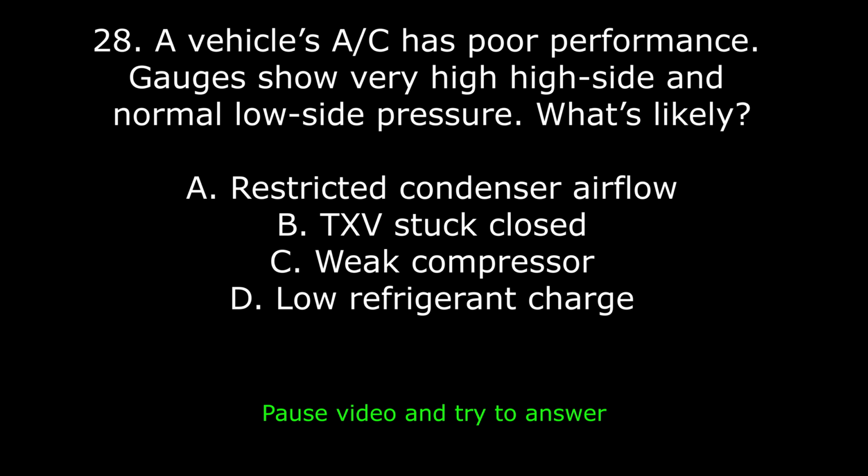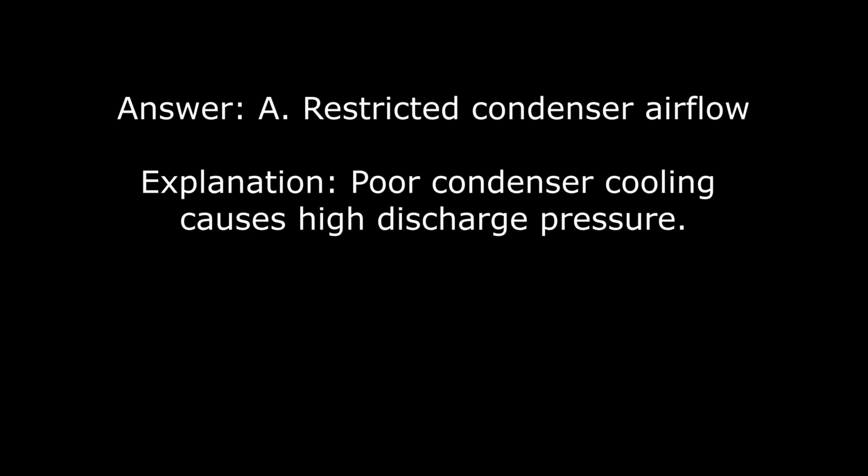28. A vehicle's AC has poor performance. Gauges show very high high-side pressure and normal low-side pressure. What's likely? A. Restricted condenser airflow. B. TXV stuck closed. C. Weak compressor. D. Low refrigerant charge. Answer: A. Restricted condenser airflow. Explanation: poor condenser cooling causes high discharge pressure.